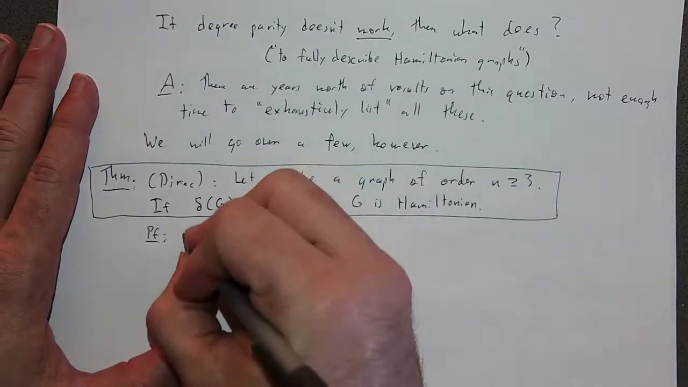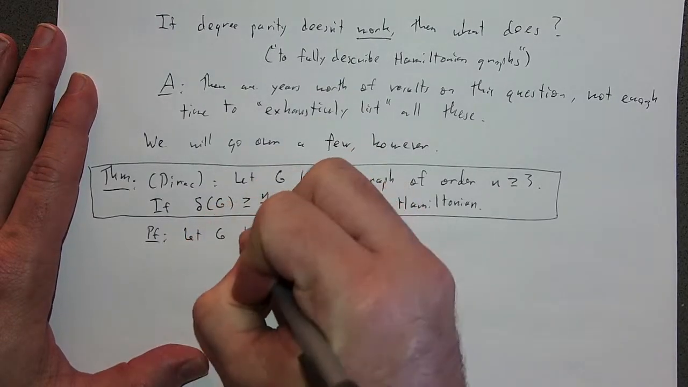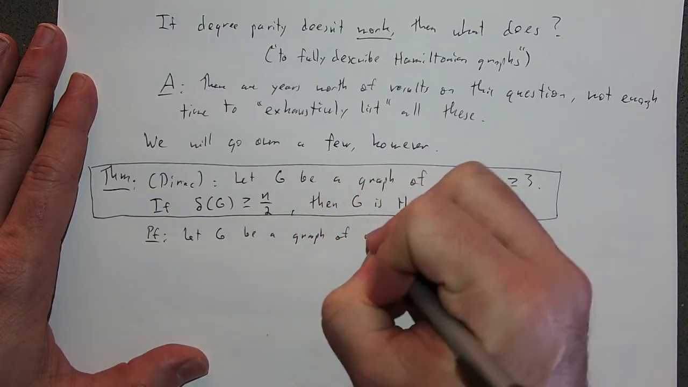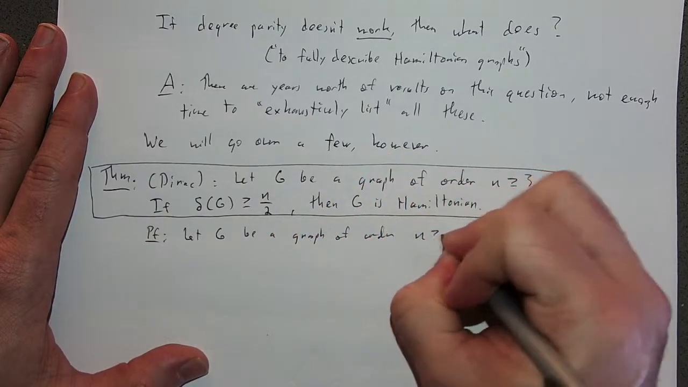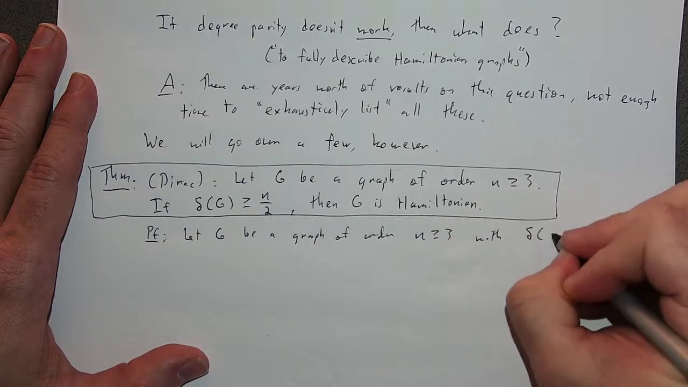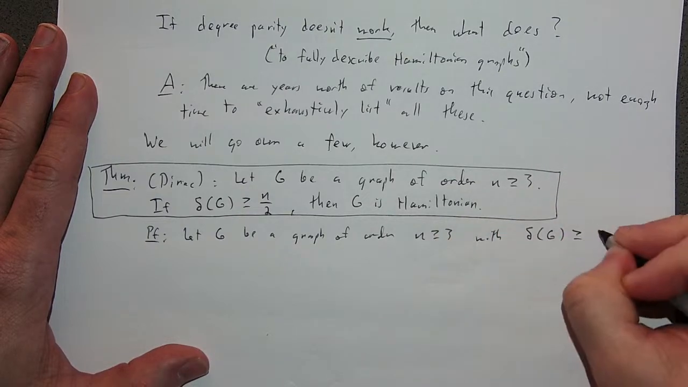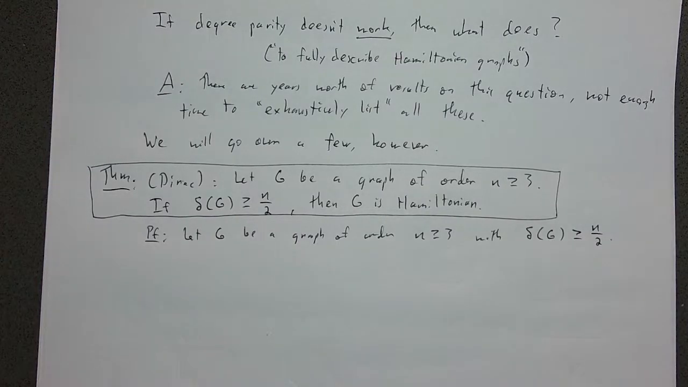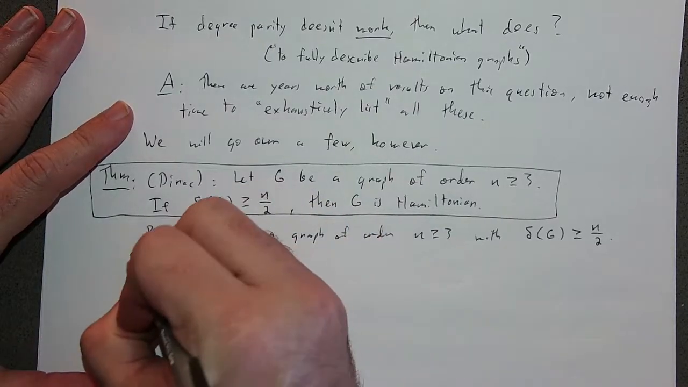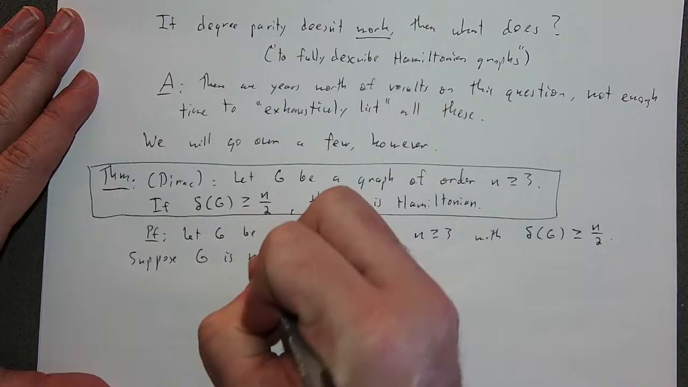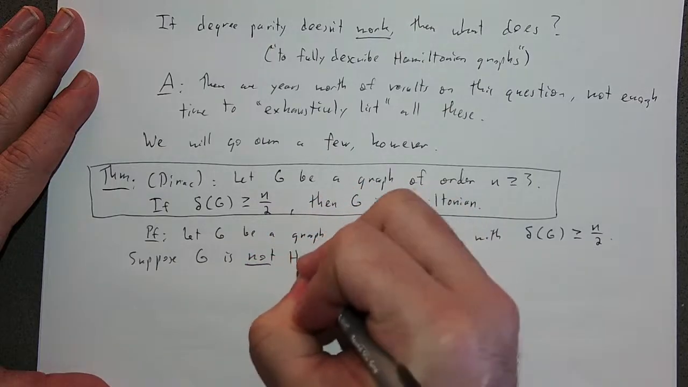Okay, let G be a graph of order n greater than or equal to 3 with minimum degree greater than or equal to n over 2. Okay. We argue by contradiction. Suppose G is not Hamiltonian.